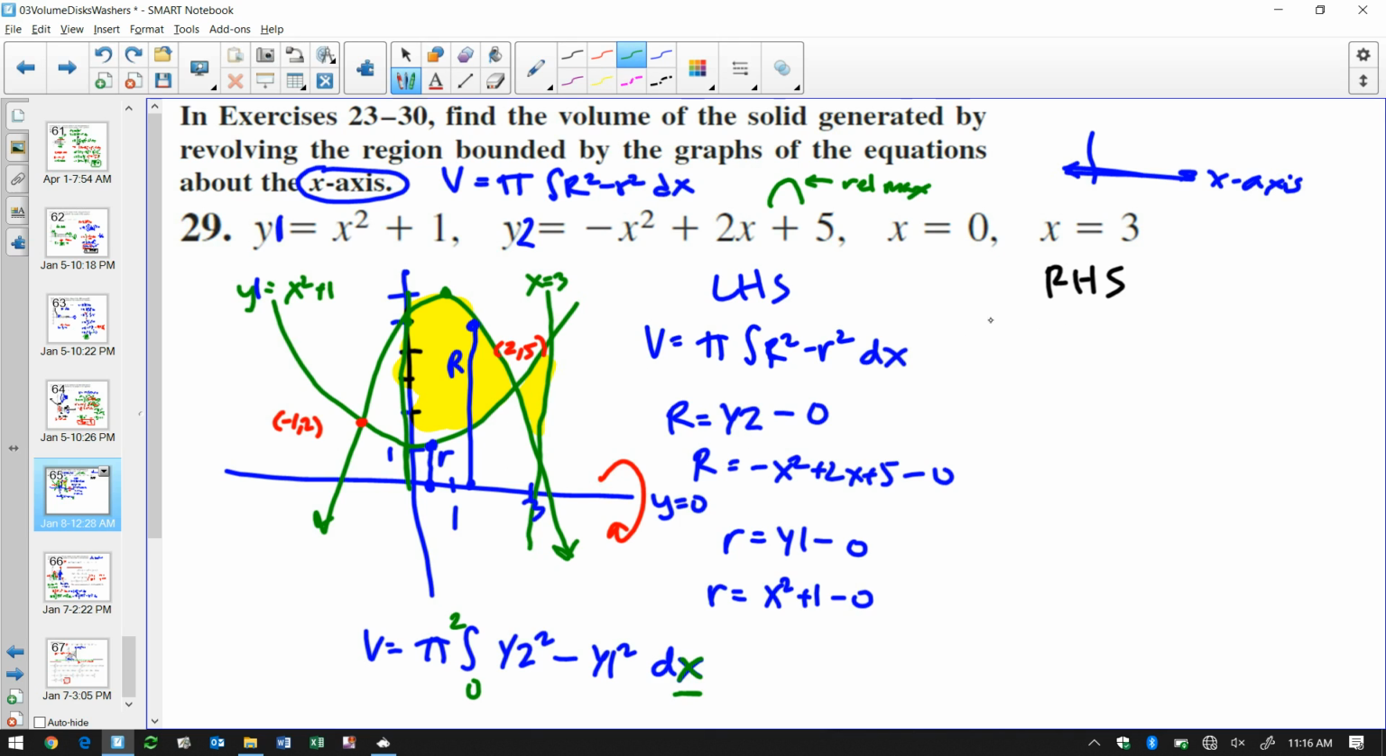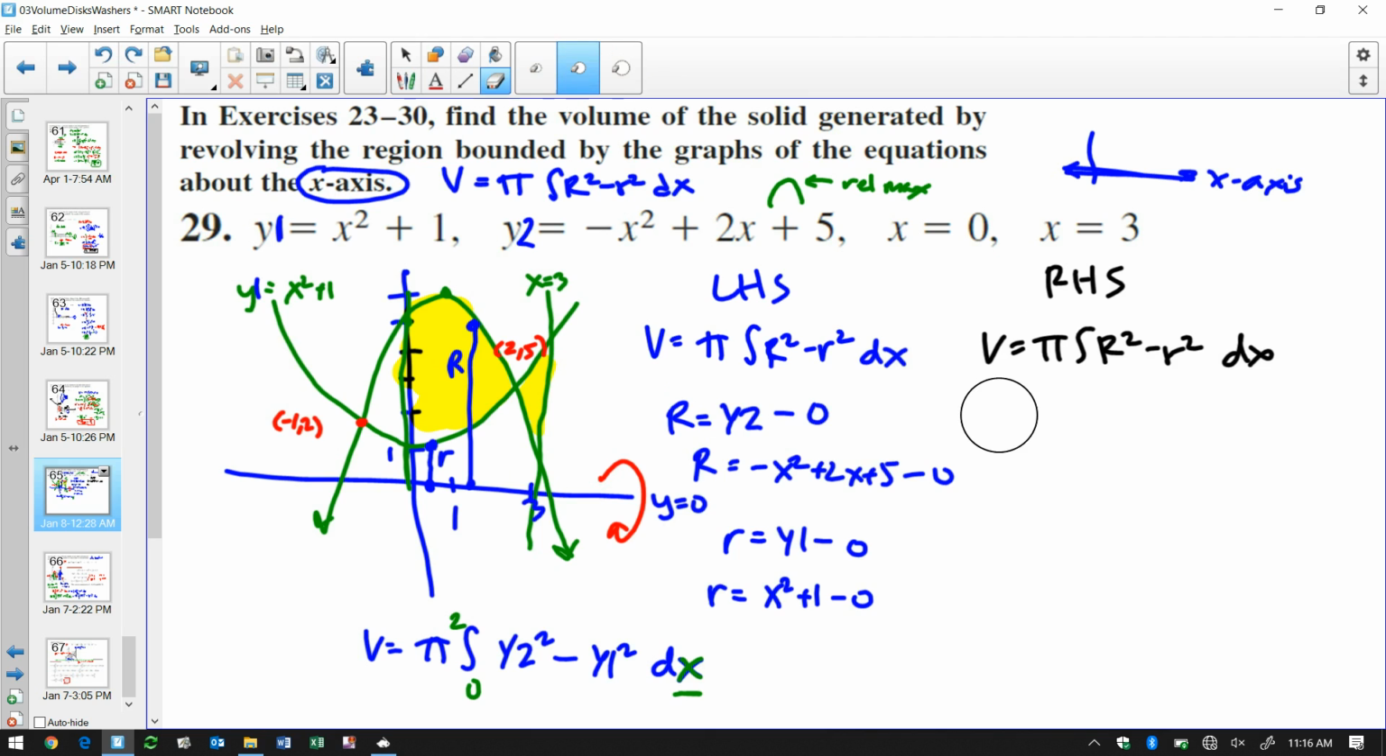Okay, let me move to the right-hand side, which is this portion right here. I'm going to rotate this portion here about the x-axis. I'm going to add that volume with the left-hand side that I've already gotten over here. So the right-hand side formula is going to be V equals pi R squared minus r squared dx. It's also rotating about a horizontal line. But now the capital R is actually a little different. Let's look at the capital R here. It'll be from the x-axis through the region to the furthest point on the graph.